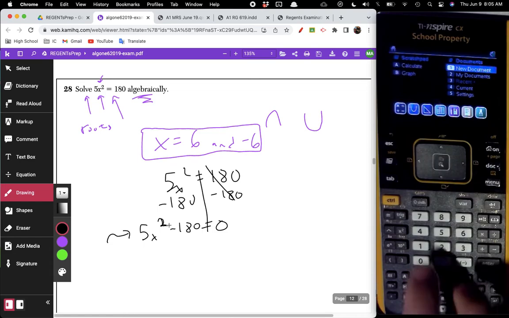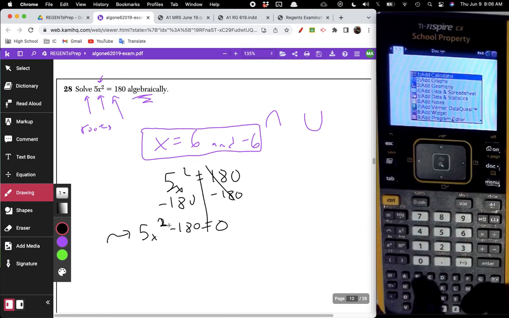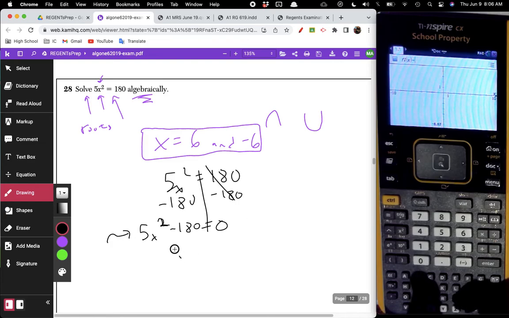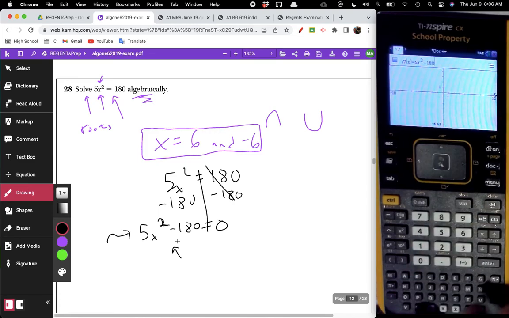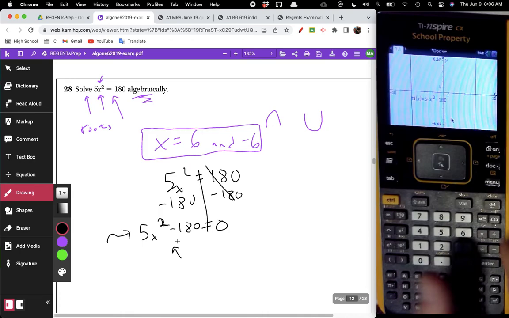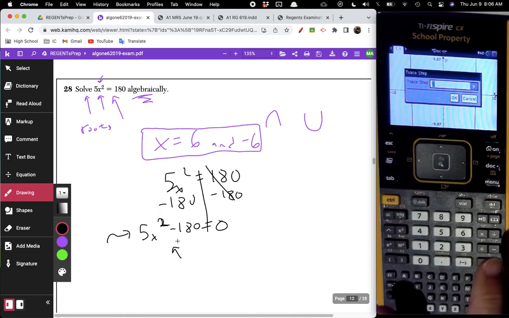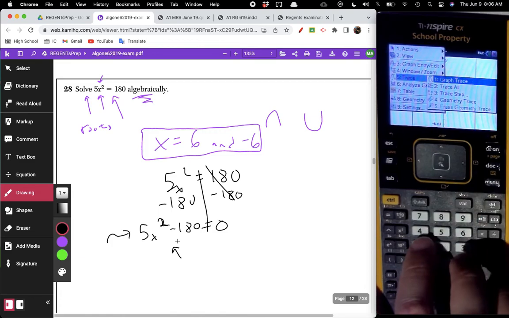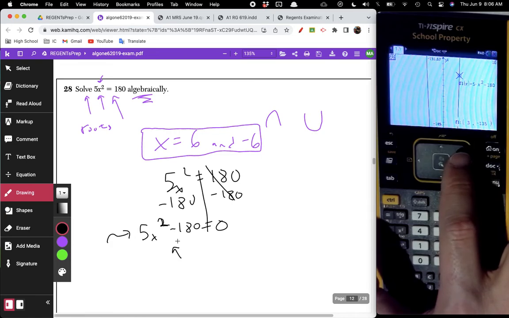So I'm going to make a new graph here. I don't want to save. Make a graph. And now I'm just going to graph 5x squared minus 180. Now the trace, you can see there's actually a little bit of curvature to this. It actually made the parabola. Menu, trace, graph trace. And there's our vertex, and we can now move over to the roots.